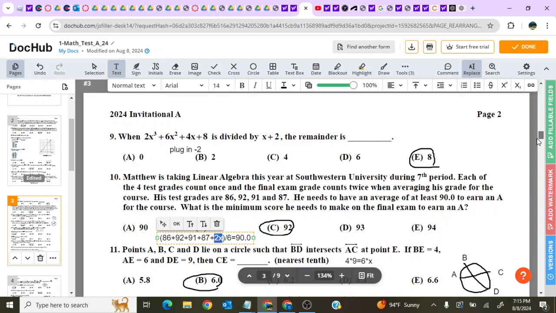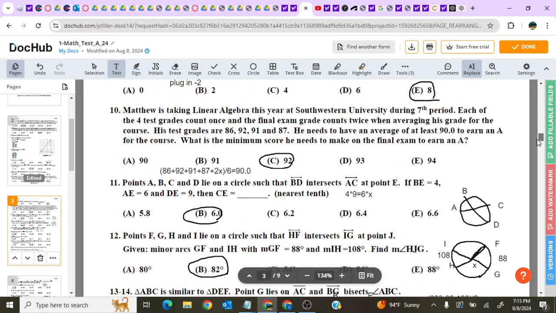Points A, B, C, and D lie on a circle such that BD intersects AC at point E. BE equals 4, AE equals 6, DE equals 9, and what is CE?